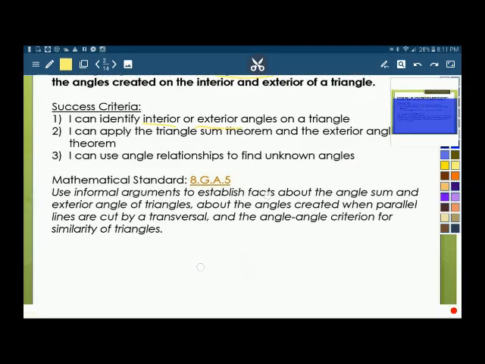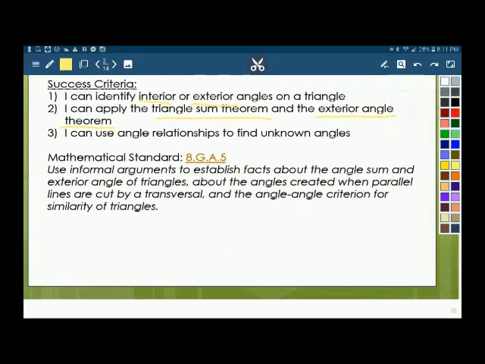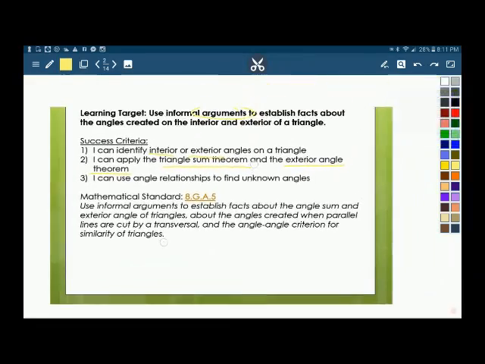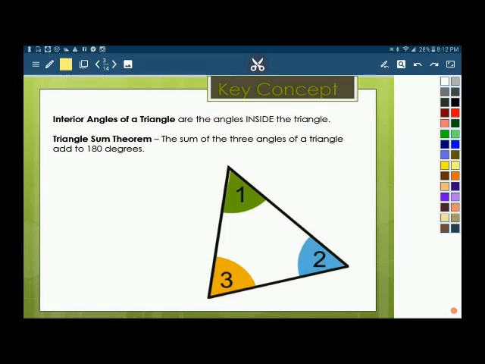Our success criteria: I can identify interior and exterior angles of a triangle. We're going to do that specifically by a definition, not just where we think they are. Second, I can apply the triangle sum theorem and the exterior angle theorem. These are going to be mathematical rules that you can apply when given certain pieces of information. And then lastly, I can use angle relationships to find unknown angles. So we're going to be looking for angles that may be marked with a variable or may have been left blank. So let's take a look at the key idea here.